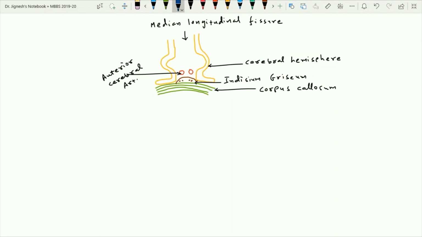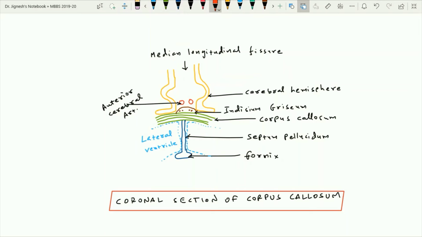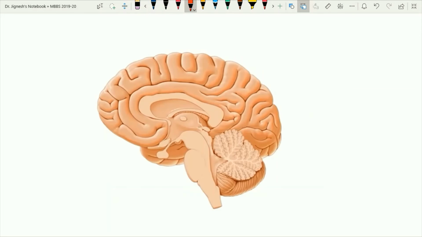When we see the lower surface of the corpus callosum, we find the fornix, which is attached to the corpus callosum by the septum pellucidum. On both sides of the septum pellucidum, we find the lateral ventricle. So the lateral ventricle is also in relation with the inferior surface of the corpus callosum. Now let's see the parts of the corpus callosum.